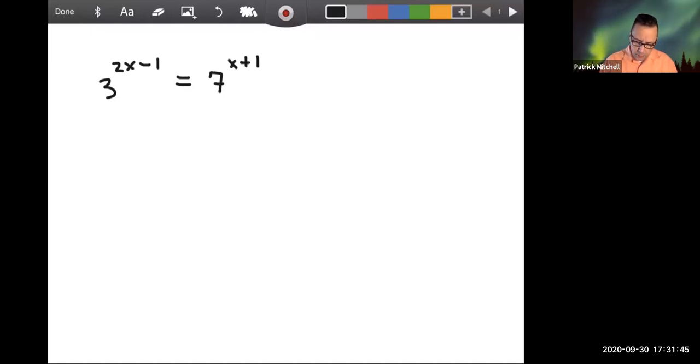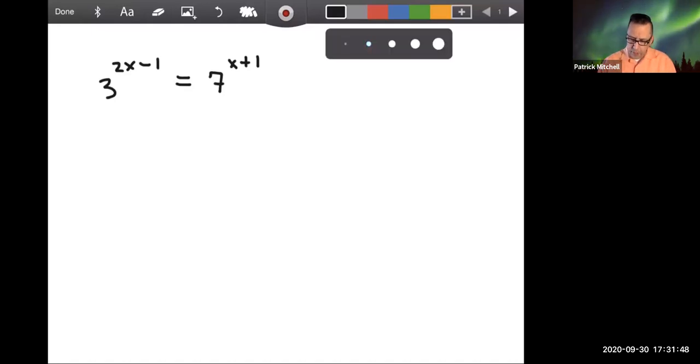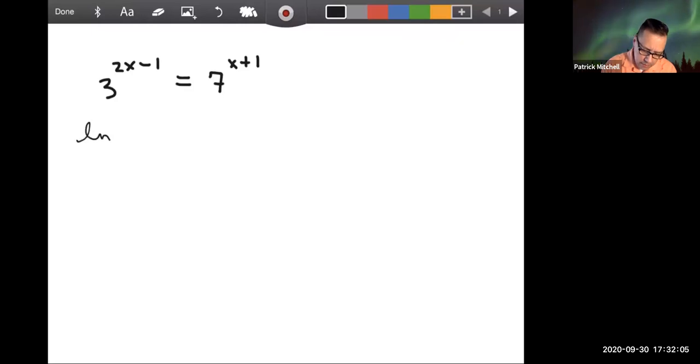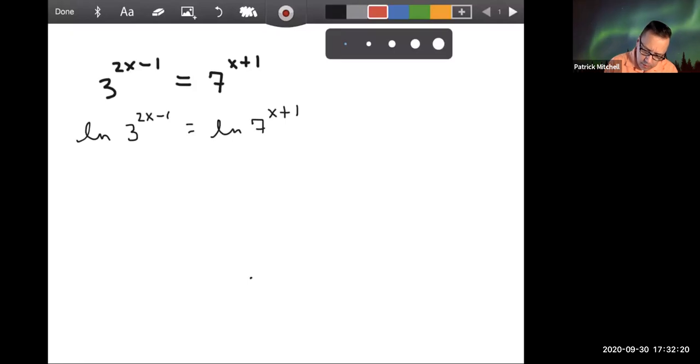Okay, let me switch to a thinner pen here. All right. So we have 3 to the power 2x minus 1 equals 7 to the power x plus 1. So the first thing I'm going to do is take natural log of both sides. I could use common log. I want to emphasize to you that it really doesn't matter. So we have natural log 3 to the power 2x minus 1 equals natural log 7 to the power x plus 1. And now I'm going to use my favorite property, the power rule for exponents, which says that I take these exponents and move them out front.